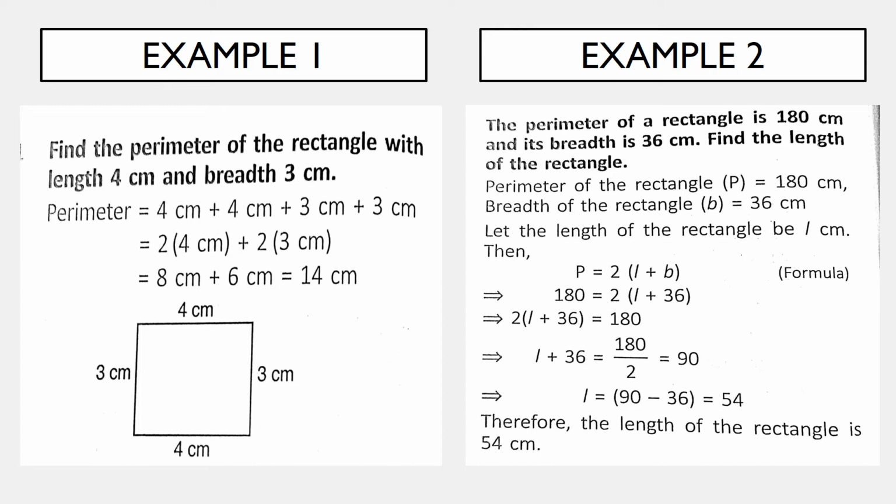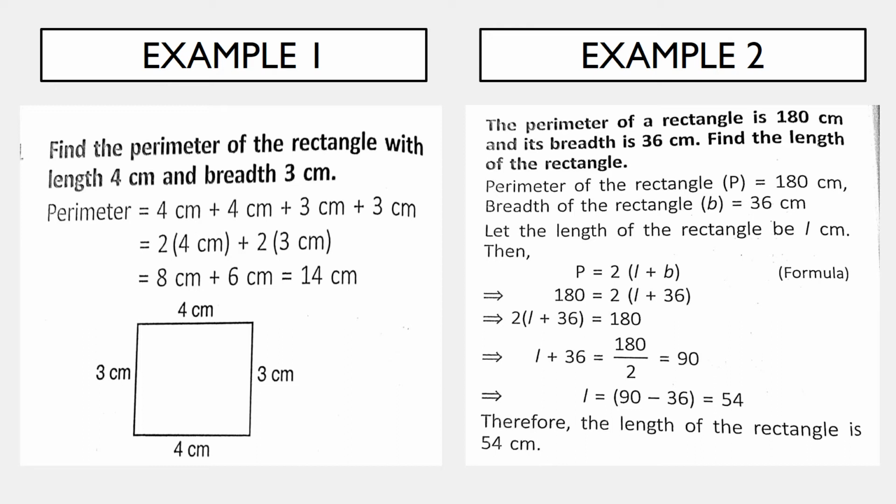Another example, example 2. The perimeter of a rectangle is given as 180 centimeter and its breadth is given as 36 centimeter. You have to find the length of the rectangle. Let the length be L centimeter. Then perimeter is equal to 2 into (length plus breadth). This is the formula. Now, you put the values. 180 is the perimeter, 2 into (L plus 36), since breadth is 36. So 2 into (L plus 36) is 180.